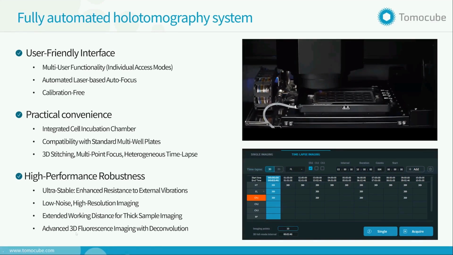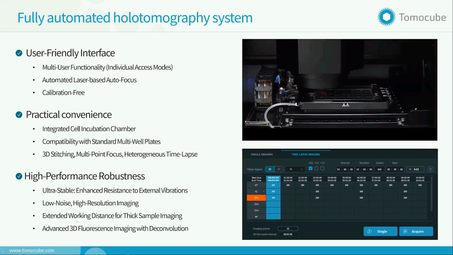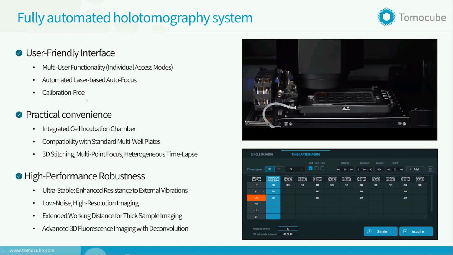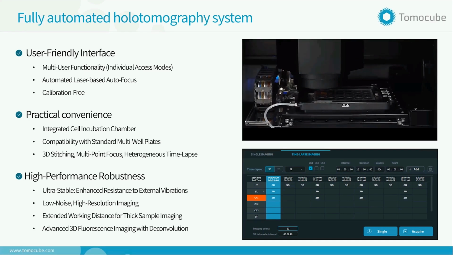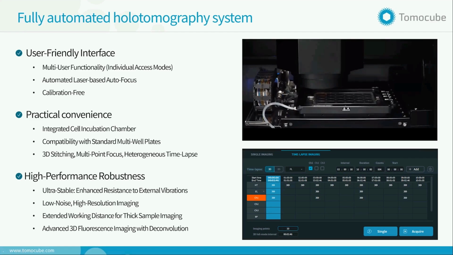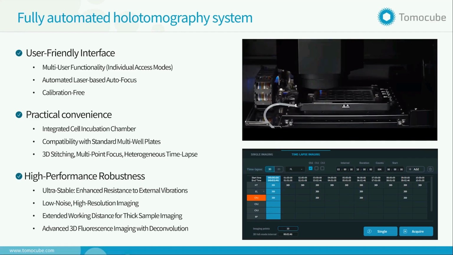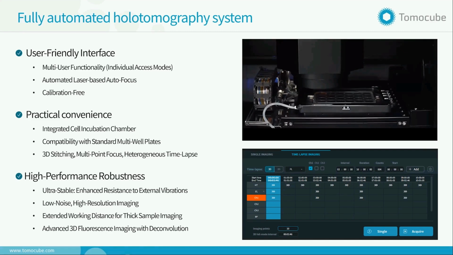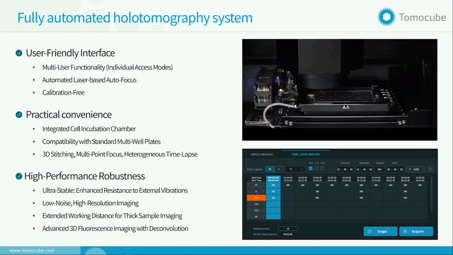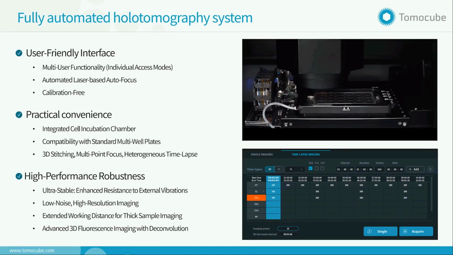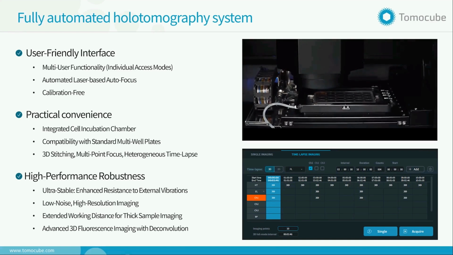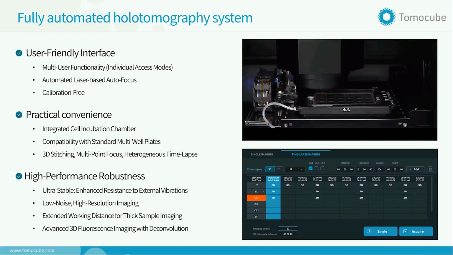And another feature I'd like to mention here is that this is calibration free. You don't have to find the background. You can apply it to confluent cells, and you can even measure samples such as organoids and multi-layered cells, unlike the first generation HT system. It also has advanced 3D fluorescence imaging capability for correlative imaging. It also uses deconvolution, so the fluorescence imaging quality is as good as a conventional microscopic system.